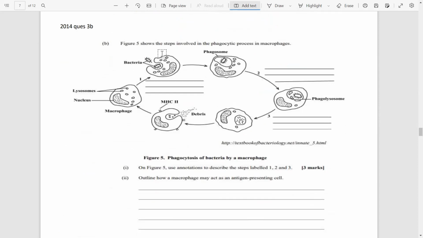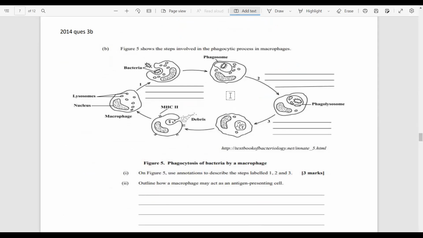So here we have a question, 2014 question 3B, on the steps involved in a phagocytic process in the macrophages. So we have 1, 2, 3. All right. So on figure 5, use annotations to describe the steps labeled 1, 2, 3. So what would you give as the annotation for step 1?